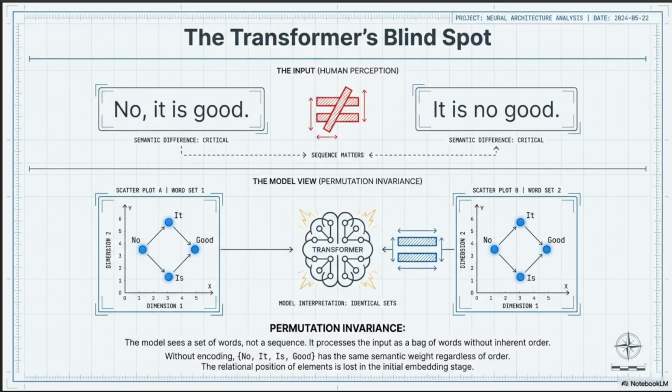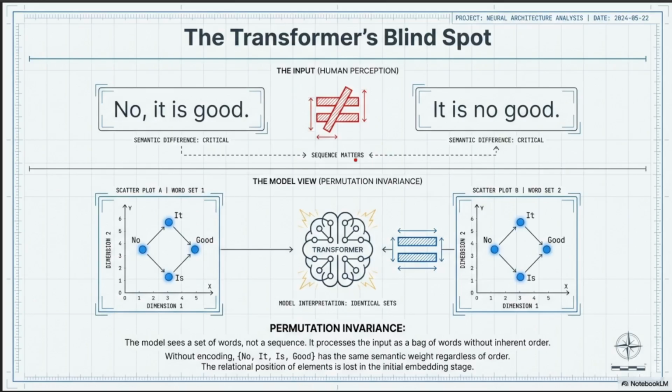So, to understand the solution, we first must understand the problem. I call this the transformer's blind spot. Look at the two sequences on the screen: "no, it is good" and "it is no good". To a human, the semantic difference is critical because they mean opposite things. However, the transformer processes data in parallel. It takes the entire sequence at once to be fast.